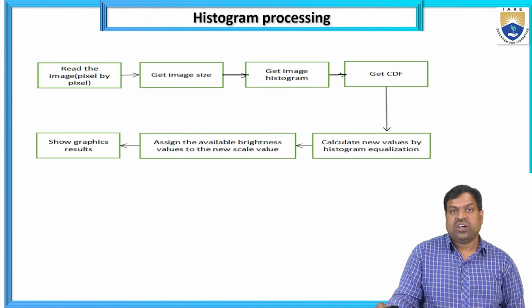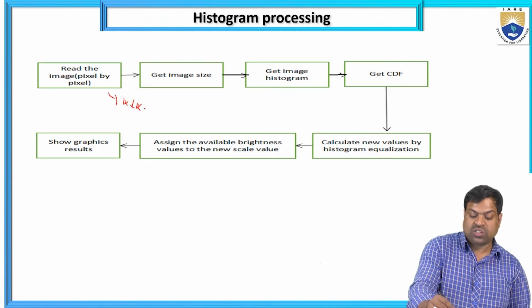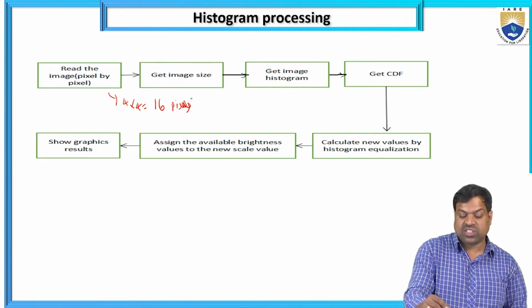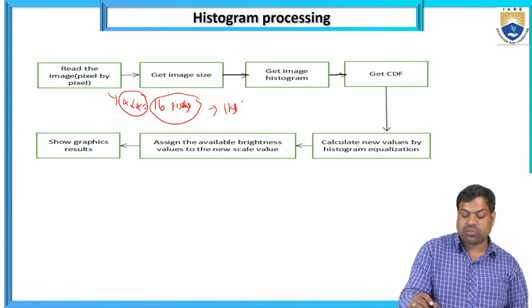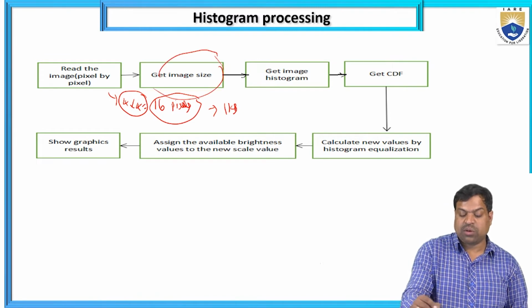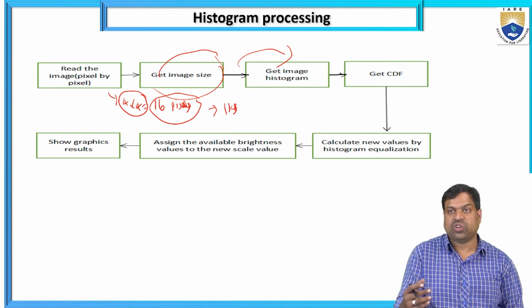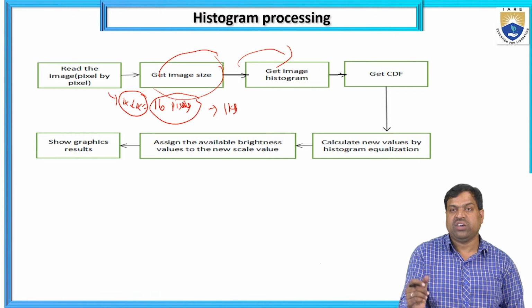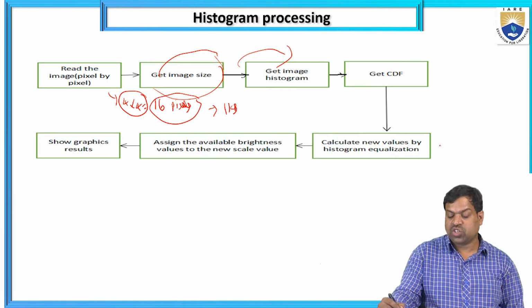So the histogram process: read the image pixel by pixel. I'm taking 4 by 4, which means a total of 16 pixels. We have to read each pixel and get the image size. For the 16 pixels, the size I'm taking as an example is 1 KB. And get the image histogram. After getting this image size, I'm going for the histogram. Why? Because are there any noises, or any contrast levels I have to adjust? We can find that out easily with the histogram, and get the CDF. We have to get the original file and calculate new values by histogram equalization.